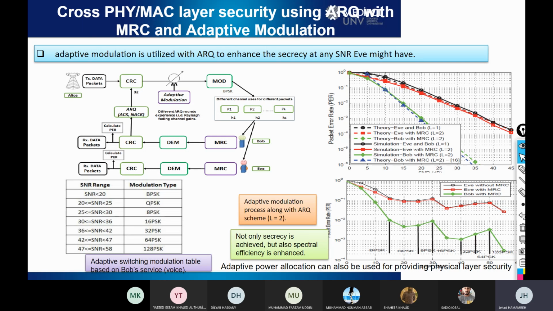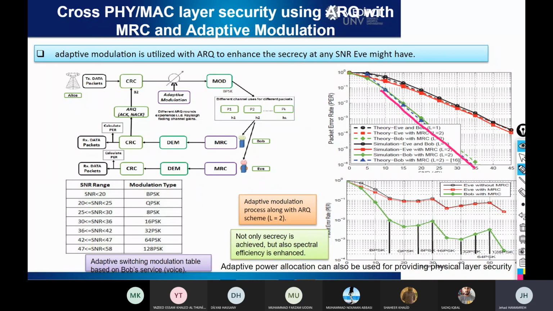For example, the bit error rate of a user that uses ARQ is this. This is Bob's bit error rate, but since ARQ is optimized and made adaptive according to Bob's channel, but not Eve's, Eve will get a worse bit error rate, and all this will be the gap difference between them, which can be utilized for improving and providing security.